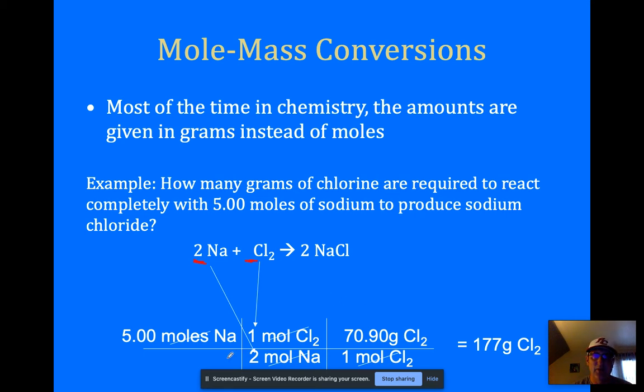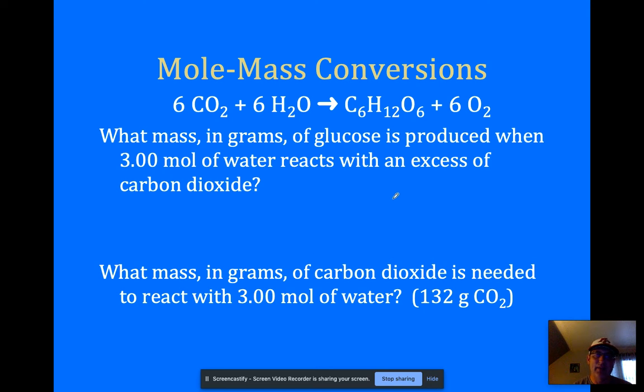Okay, so let's just real quick take a look at that. Mole ratio first, then converting it to grams from the periodic table. So that's where this number came from, the 70.90, 2 Cls from the periodic table. Okay, so let's try one here. I have 2 examples. I think one will suffice. I did give the answer here for the second example, which is 132 grams of CO2, based off of this balanced equation. If you'd like to try that one on your own, you can pause the video and try that. That's up to you. But I'm going to do one example for each type.